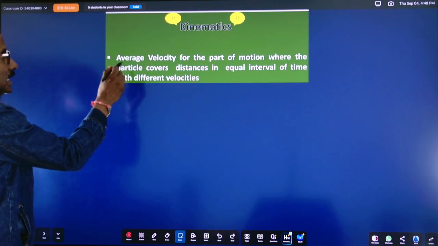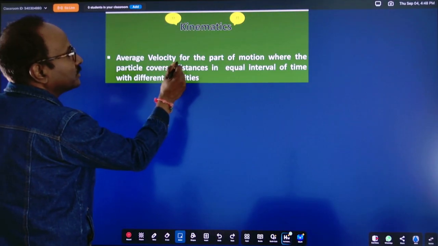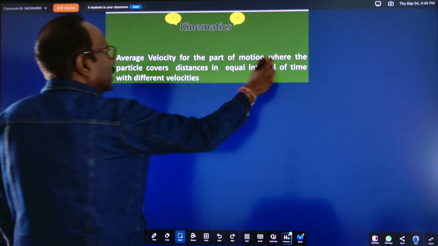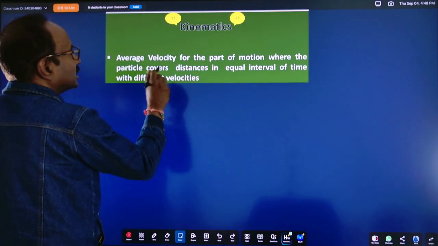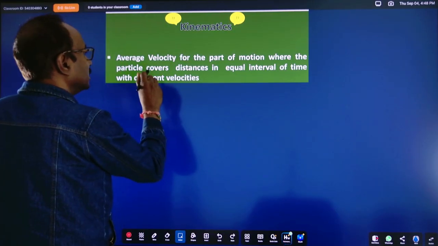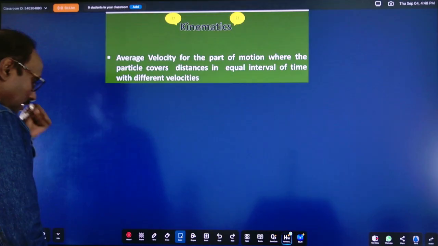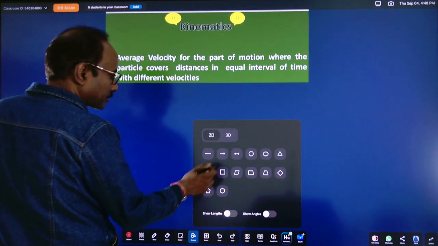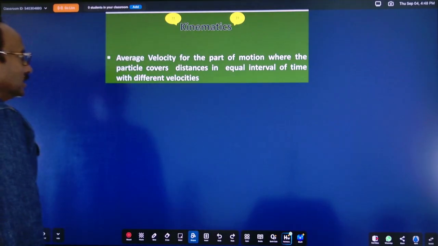So this is the case where average velocity for the part of motion where the particle covers distances in equal interval of time with different velocities. So what does this mean?